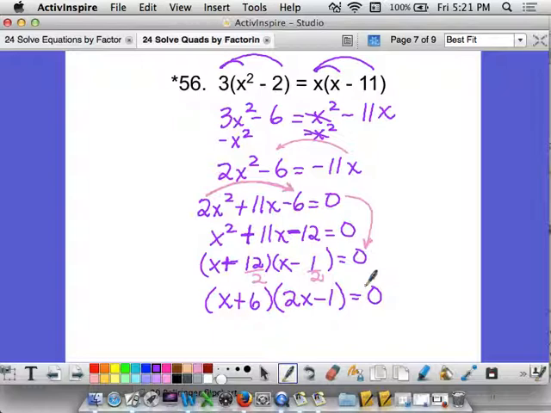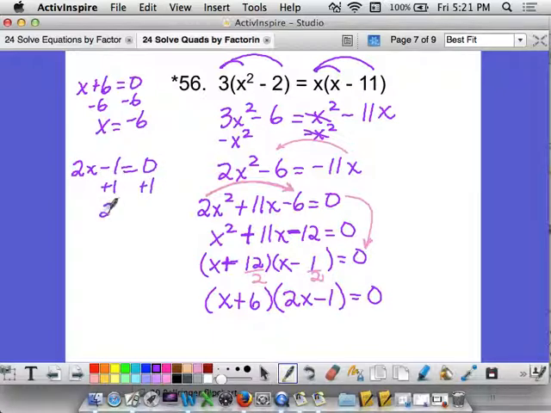Set both of those equal to 0. So I have x plus 6 equals 0. Solve for x. X equals negative 6. 2x minus 1 equals 0. Solve for x, dividing by 2, x equals 1/2. So the final answer that I would write in my blank on a test is going to be negative 6, 1/2.